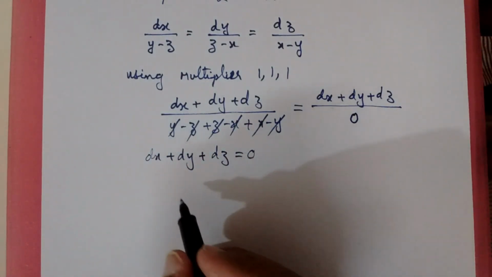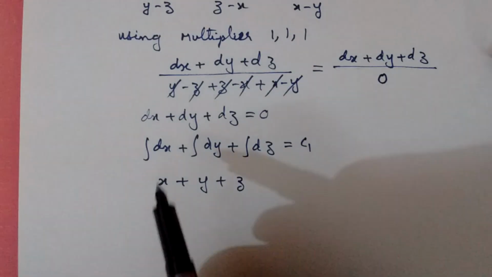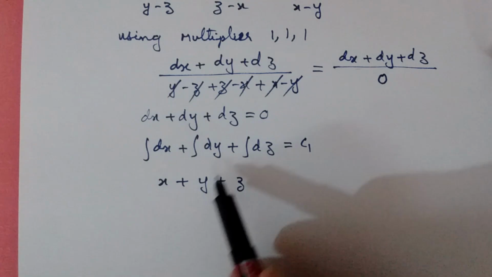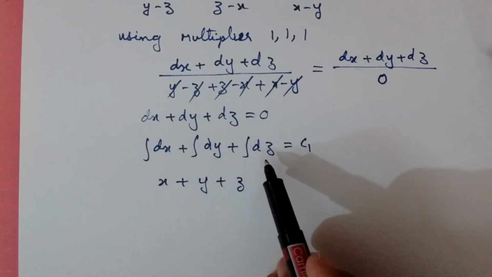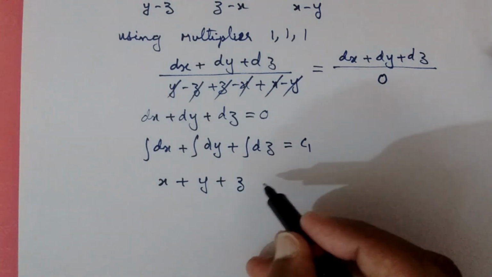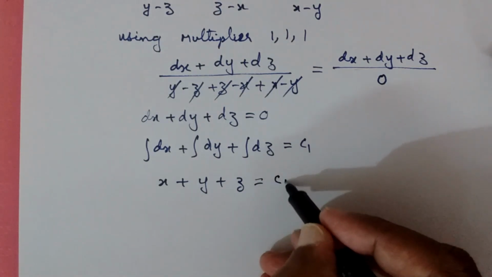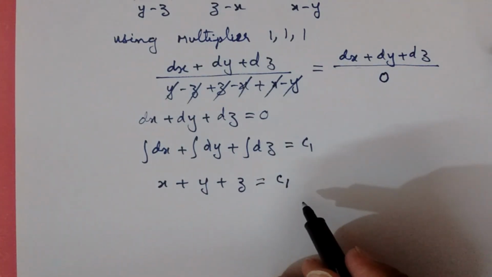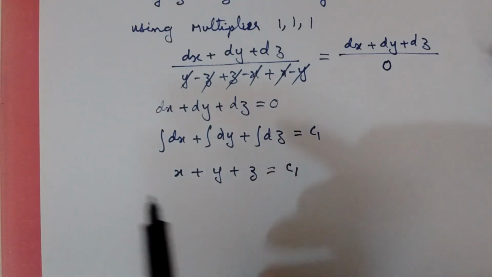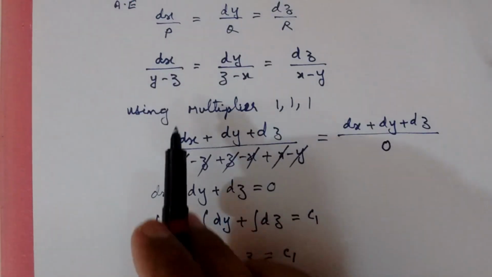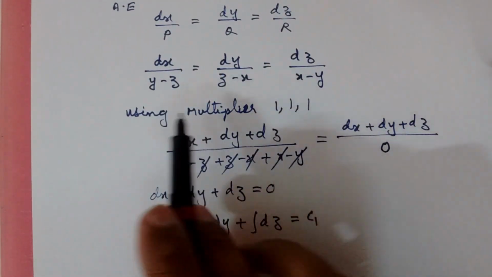Now you can integrate it. The integral of dx is x, the integral of dy is y, the integral of dz is z, equals c1. That's the first solution you got. For the second solution, you need to check for other multipliers.